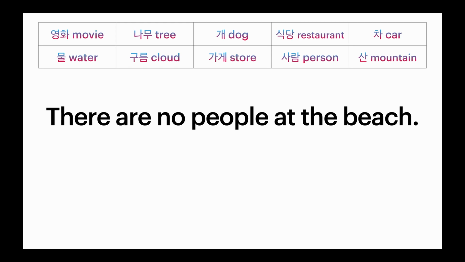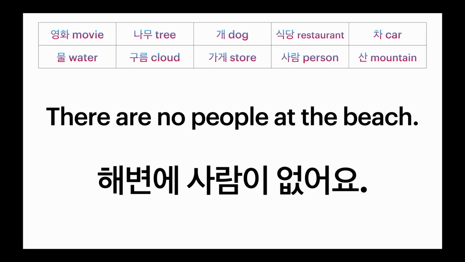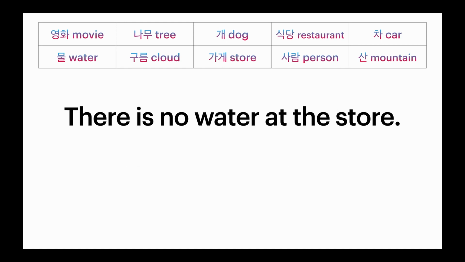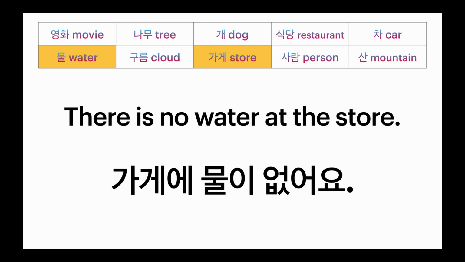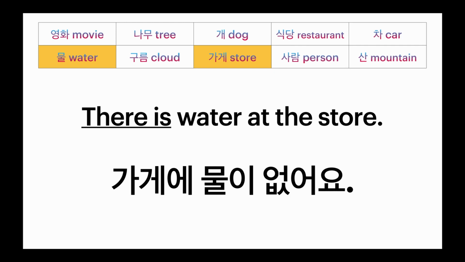Okay, how about there are no people at the beach? 해변에 사람이 없어요. There is no water at that store. The word for water in store being right here. 가게에 물이 없어요. Alright, let's go back to there is water at the store. 가게에 물이 있어요.